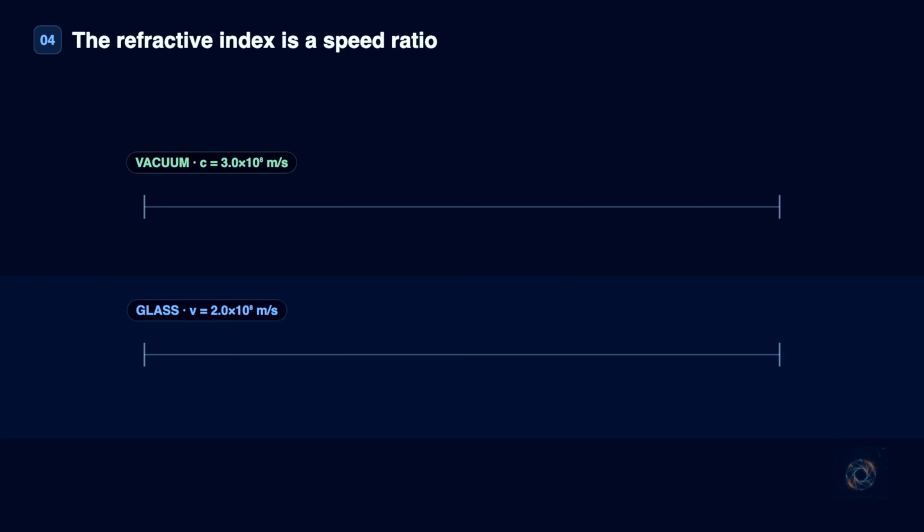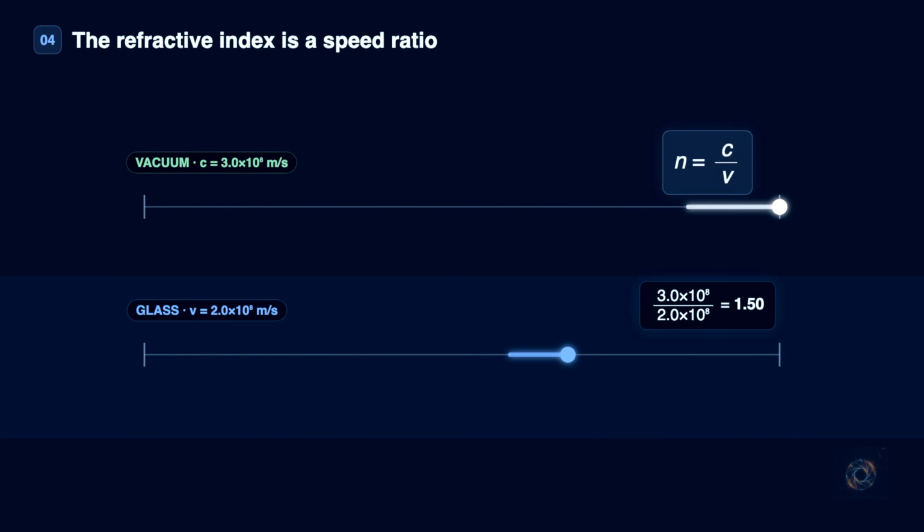How much a material slows light is captured by one number, the refractive index n. It's simply the speed of light in vacuum divided by its speed in the material. Bigger n means slower light and stronger bending.